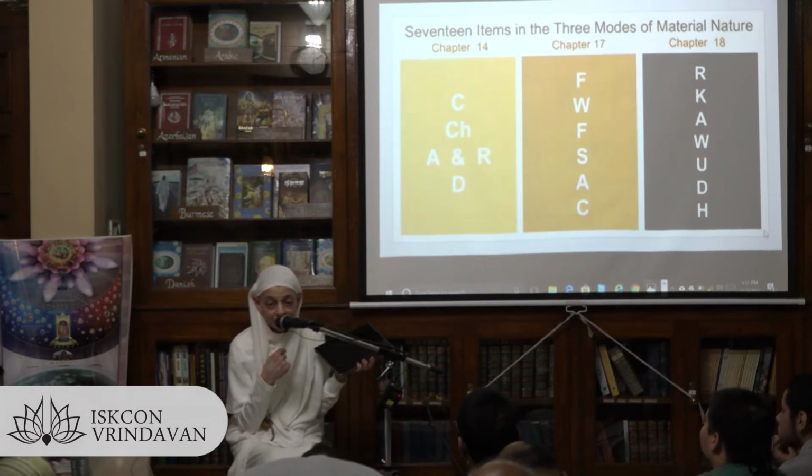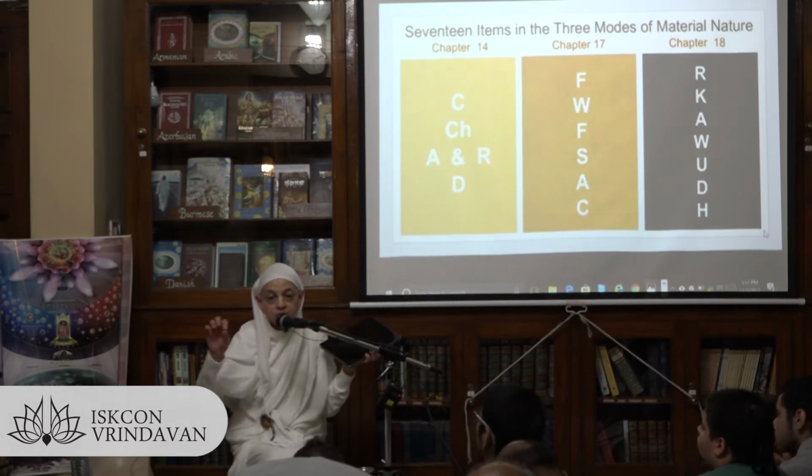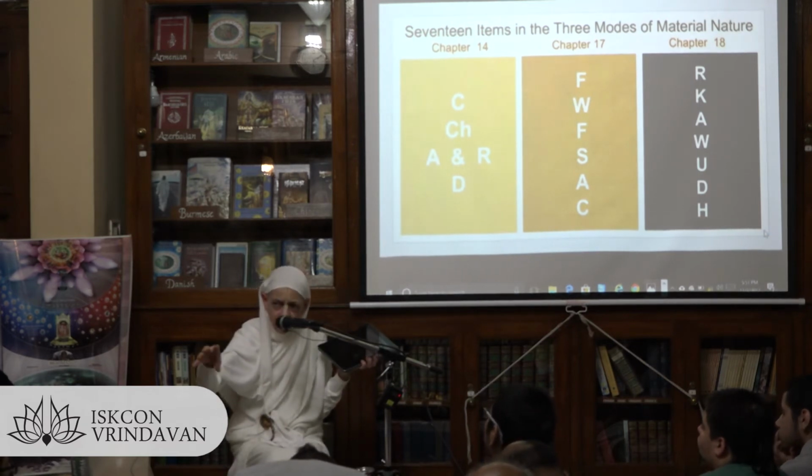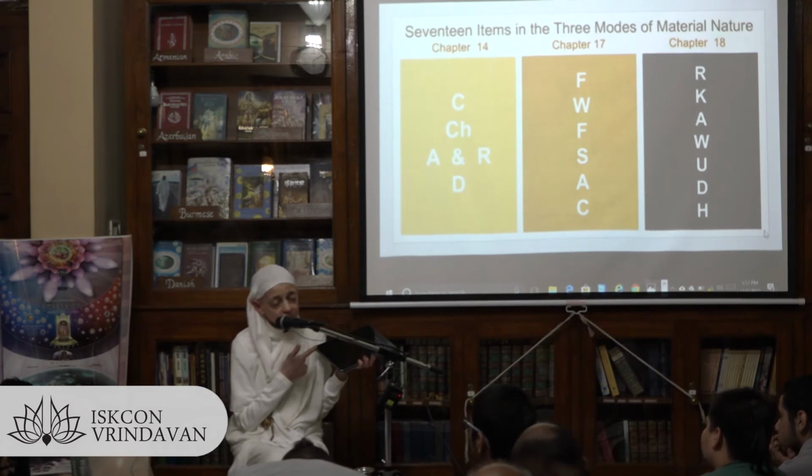Most people don't know that. And they're the subtle ones. In chapter 17, it's the gross. You can see it. You can see how a person eats. You can see how he worships. You can see how he gives charity. But in chapter 18, it's subtle.